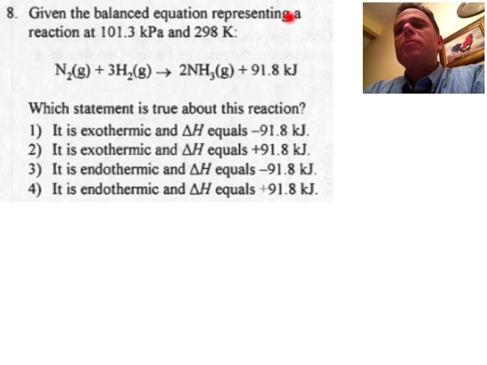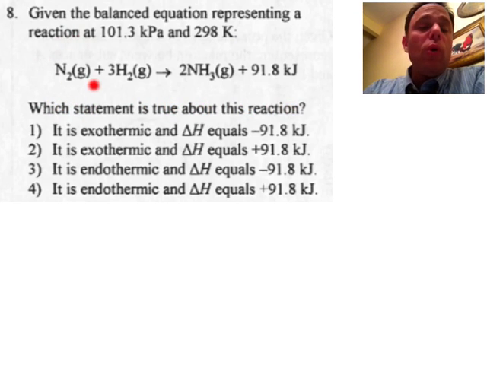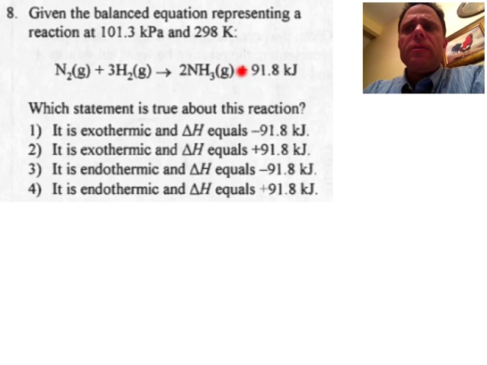Number 8. Given the balanced equation representing a reaction at 101.3 kilopascals, that's a unit of pressure, and 298 Kelvin, which statement is true about this reaction? Now we have 1 mole of nitrogen gas combining with 3 moles of hydrogen gas to yield 2 moles of ammonia gas. And we're seeing here that the energy is listed separately. So that suggests that energy has been separated from the substances, so it's on the product side. Don't let this throw you. Even though it says positive, what has occurred is energy has been released.